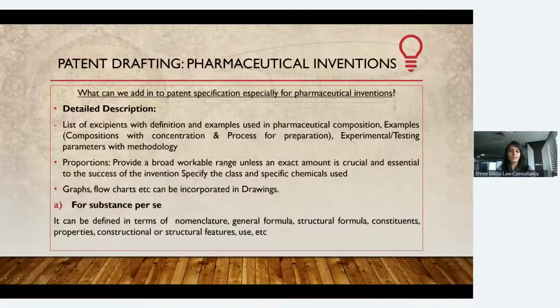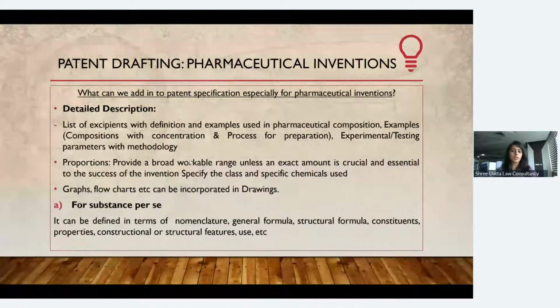The list of excipients means the other ingredients used other than the drug, which are known as excipients, with the definition and examples used in pharmaceutical compositions, and example compositions in table format, which cover the different ingredients with the particular concentration ranges, then the process for preparation, and any experimental or testing parameters and methodology.